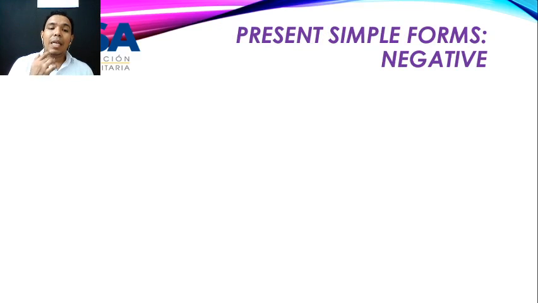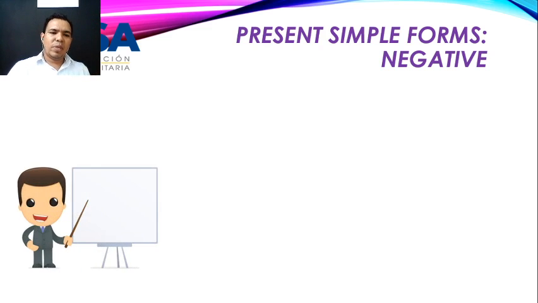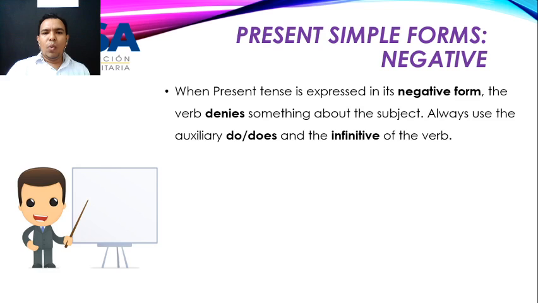Hello again. Let's continue with the negative form. Negative form of present simple needs an auxiliary word. When present tense is expressed in its negative form, the verb denies something about the subject. Denies. What's denies? Denies means that something is not happening, that something is not done for the subject by the subject. We always use the auxiliary do or does and the infinitive of the verb.